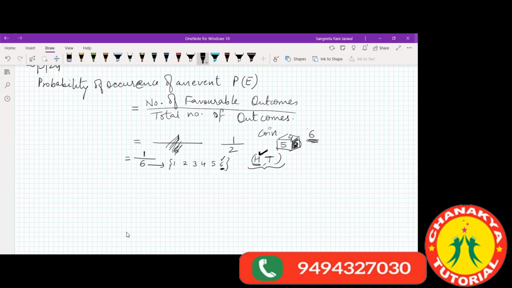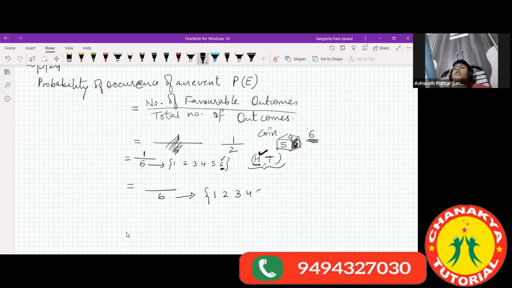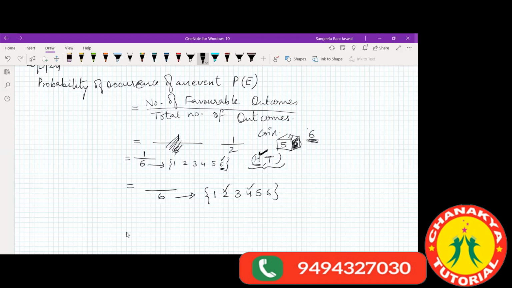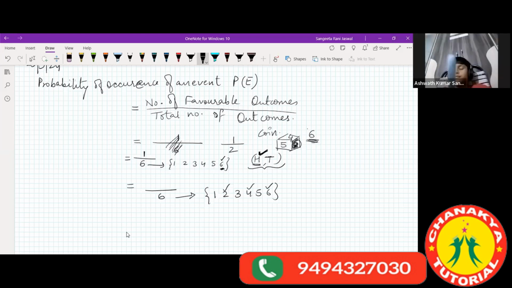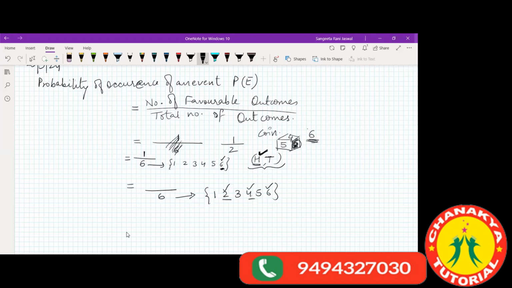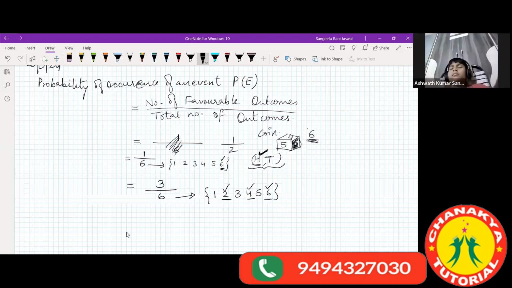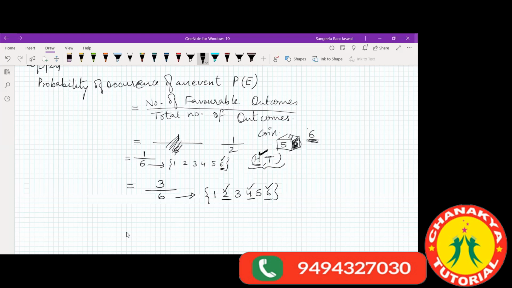Now if I say that I'm rolling a dice and I should get an even number. How many even numbers are there in this? 2, 4, 6. 2 is even, 4 is even, and 6 is even. These are the even numbers. That means my favorable outcome is what I need: even numbers. So even numbers are 3. So what is my favorable outcome? 3. Okay, you understand this?